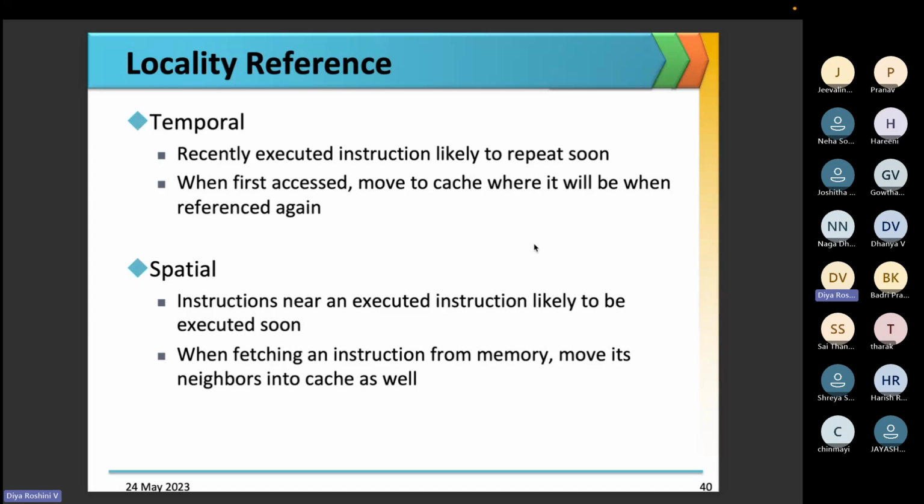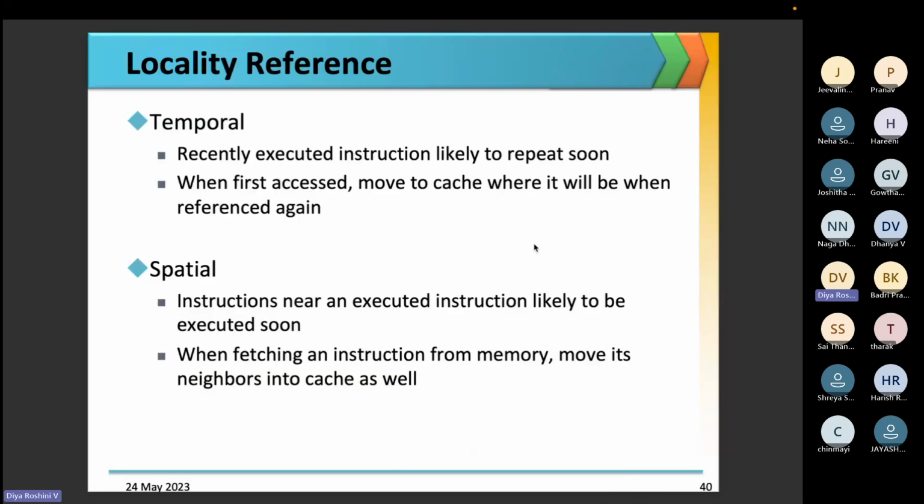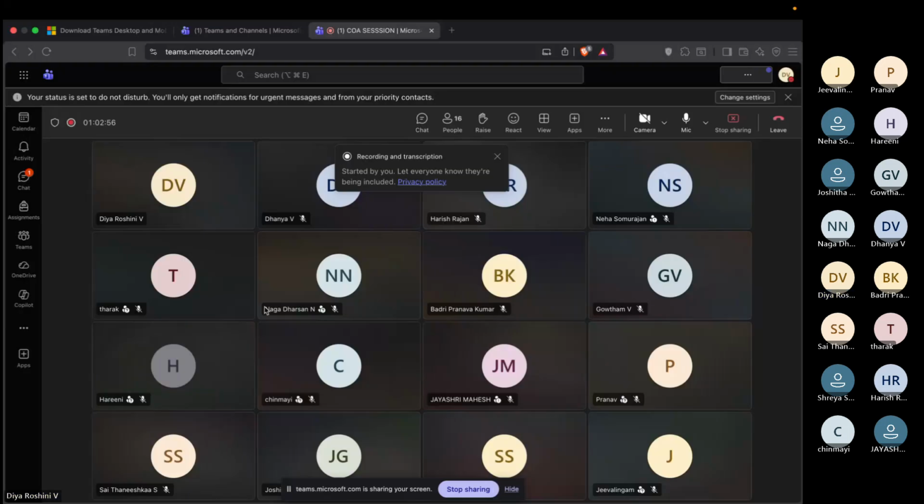And spatial locality is based on the sequential processing of instructions. Basically, if my nth instruction is processed now, it is more likely that my n plus 1th instruction is going to be asked next. This is what spatial locality is. Are temporal and spatial locality clear, guys? Can I get a thumbs up or anything? Is it fine? Was it clear?